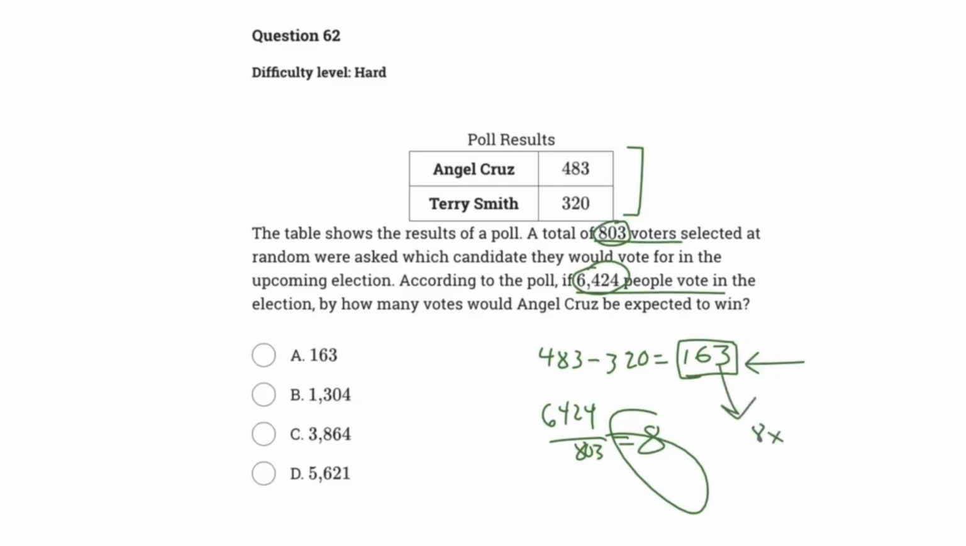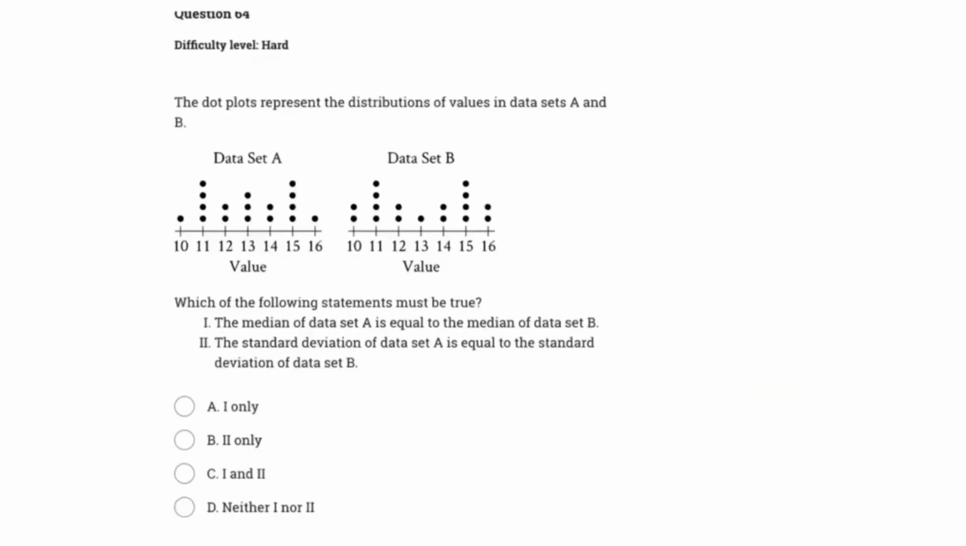And 163 times 8 gives us a value of 1,304, and therefore our answer here is going to be B. Dot plots represent the distributions of values in dataset A and B. Which of the following statements must be true? So clause 1 says the median of dataset A is equal to the median of dataset B.